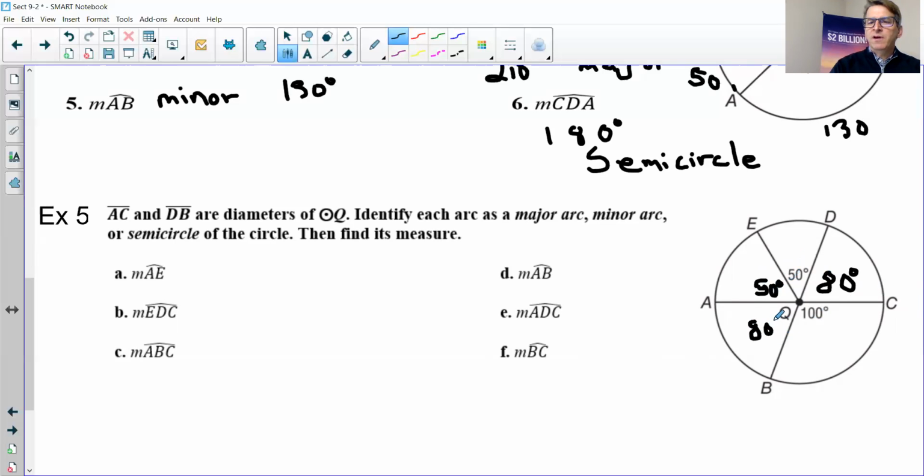So you're going to want to carefully do that on every circle in your assignment today when you're asked these arc questions. So going around the horn, this is going to be 50. This is 50. This is 80. This is 100, and this is 80.